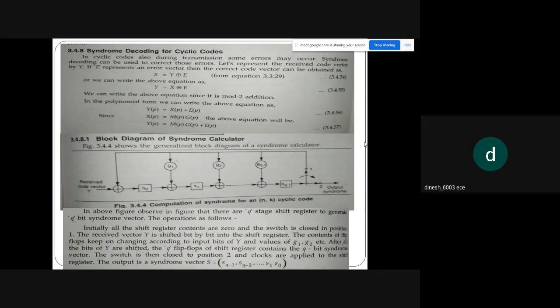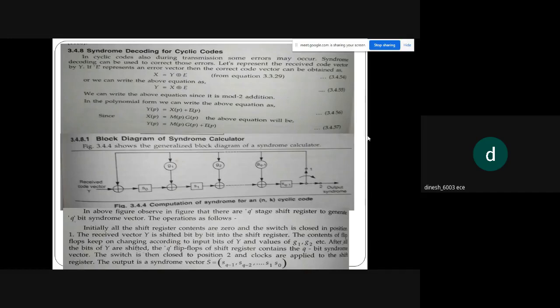This syndrome decoding is used at your receiver end for cyclic codes. We have seen the same concept of syndrome decoding in linear block codes. There we have done it as linear block, here we are going to do it as cyclic. So that is the difference. In cyclic codes, errors occur. These errors are to be detected as we have done in linear, and those have to be corrected. How we detect and correct is the same principle as in linear block codes. Just a small shift of the cyclic principle will be introduced in the syndrome decoding.